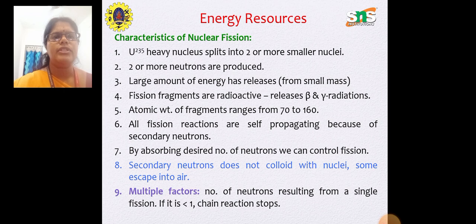Then secondary neutrons do not all collide with the nuclei. Some escape into the air. So all the secondary neutrons do not collide, and among the multiple factors, if the number of neutrons resulting from a single fission is less than 1, then the chain reaction will stop. So as we saw, you can control the chain reaction by reducing or absorbing the number of neutrons.